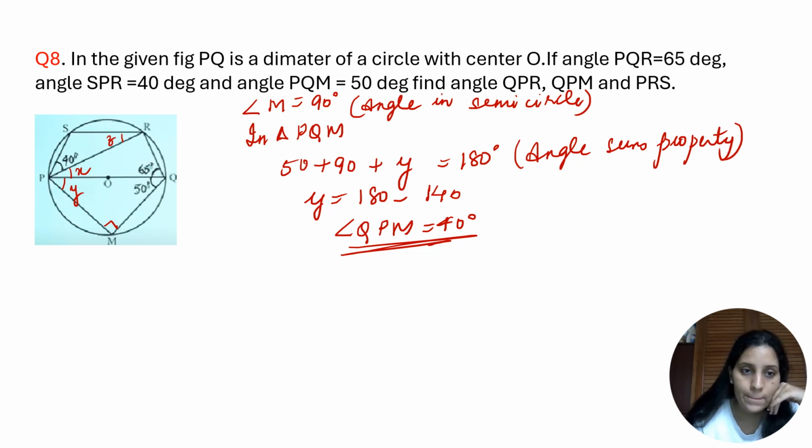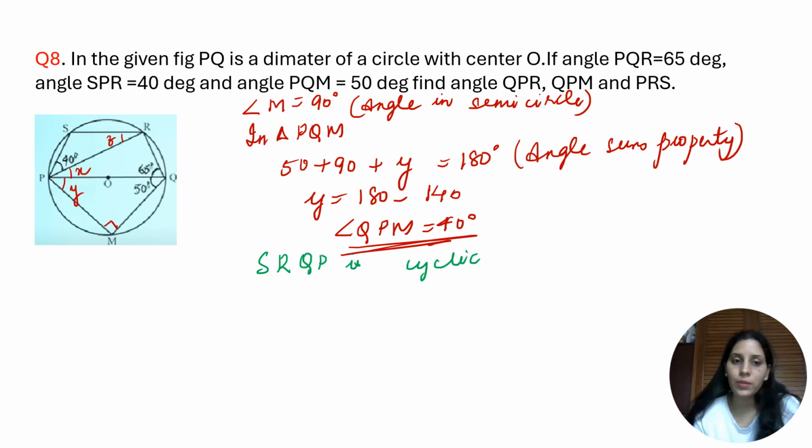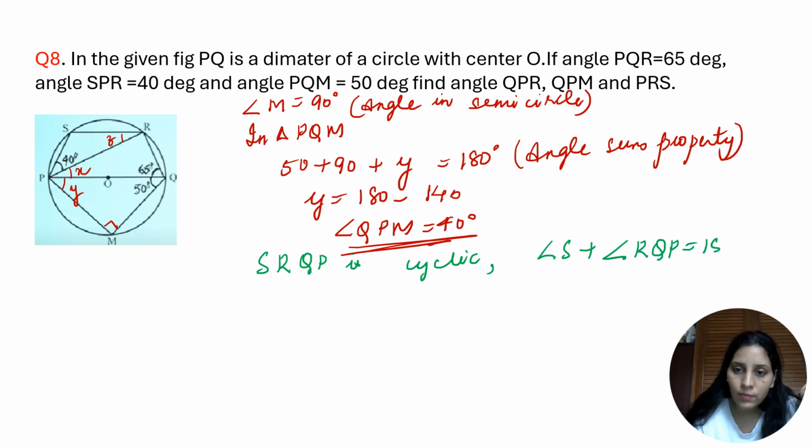Okay, so what do we do next? All right, we can observe that SRQP is cyclic. It is cyclic because all the points lie on the circle. So from this, I can write S plus RQP is 180 because opposite angles are supplementary in a cyclic quadrilateral. So angle S is equal to 180 minus 65, which is equal to 115 degrees.